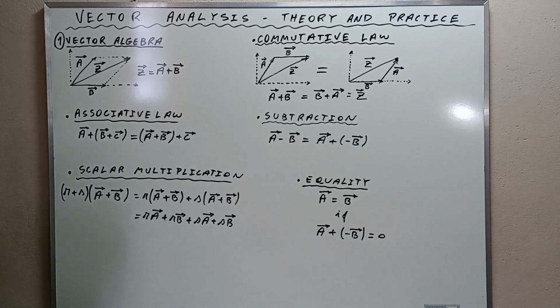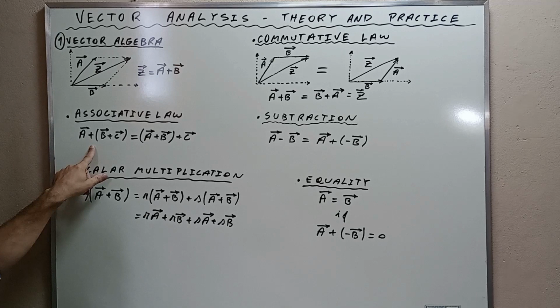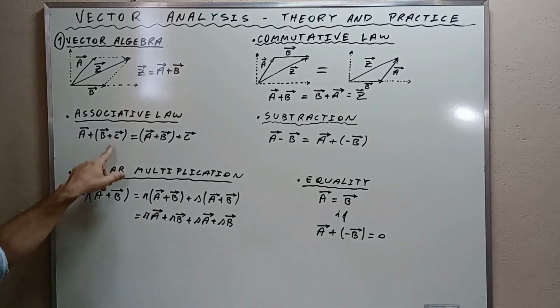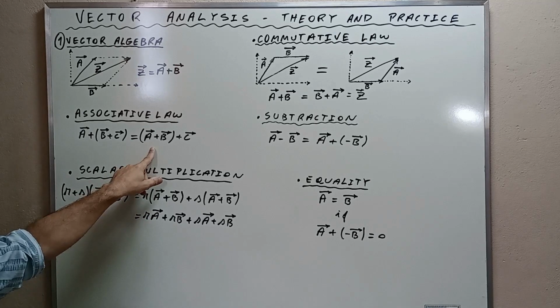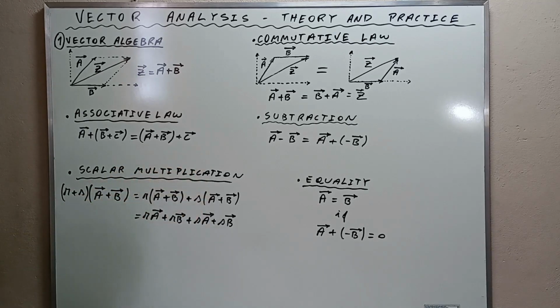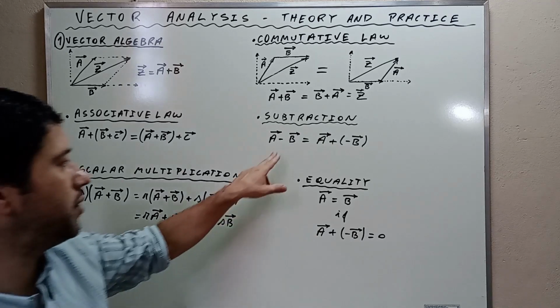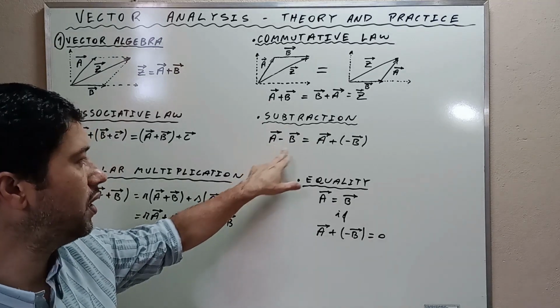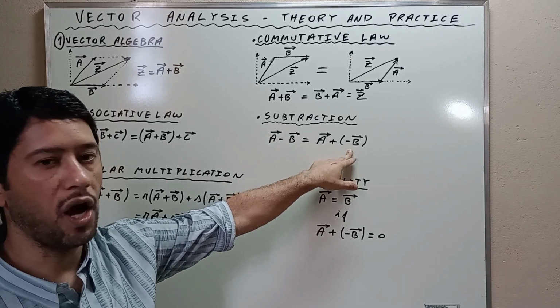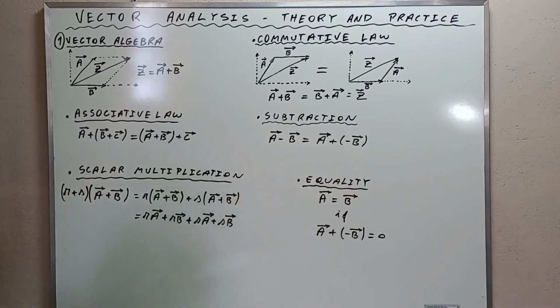The associative law: A plus B plus C is equal to A plus B plus C. Okay? This is the associative law. And the subtraction, how do we understand subtraction? The rule for subtraction of vectors follows that for addition. For we may interpret A minus B as A plus the opposite of B, signifying that we are adding one with the opposite of the other.